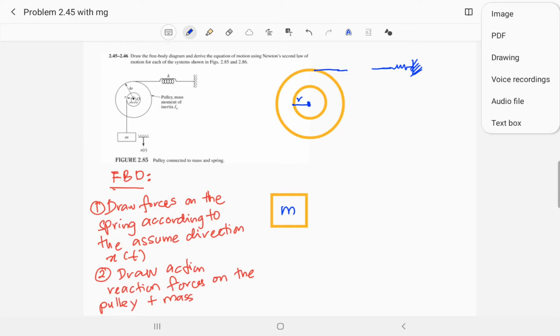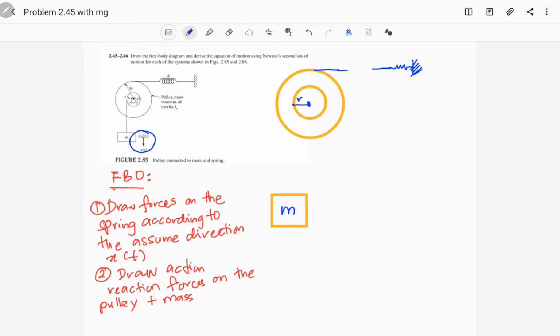Hi, let us take a look at this problem. So we start off, before we do our equation of motion, we would like to draw the free body diagram. So I've outlined the general free body diagram steps, where the first step is you have to draw forces on the spring according to the assumed direction x(t). You can see x(t) here is going down, and then you have to draw action reaction forces on the pulley and the mass.